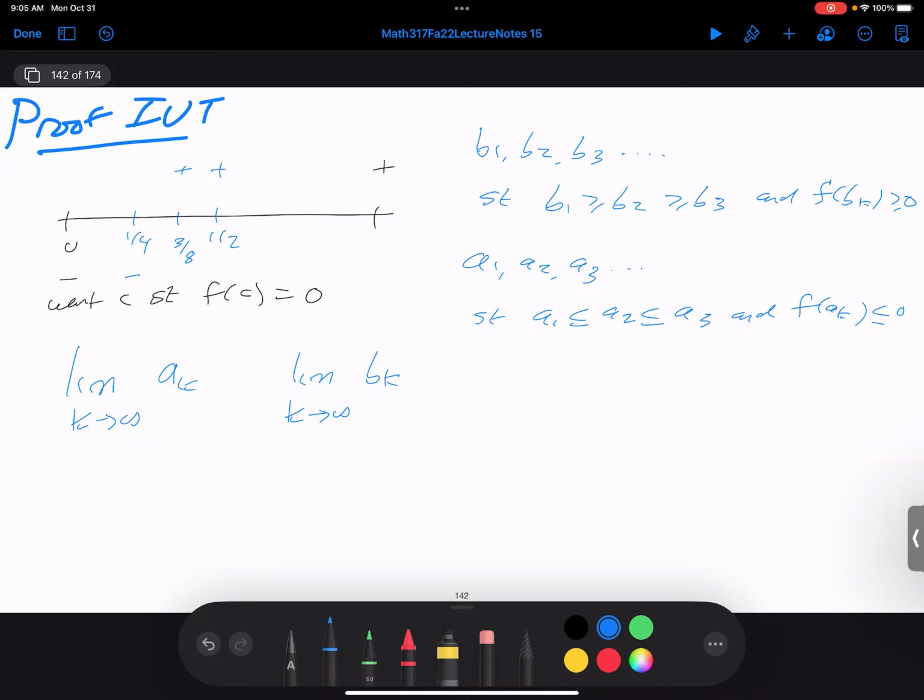So how far apart are a0 and b0? 1. How far apart are a1 and b1? 1/2, and so on and so on. So we know the distance between them is tending to 0. The a's are non-decreasing, the b's are non-increasing. They're going to be equal in the limit, and it will be some common value. Anybody want to guess what that common value should be?